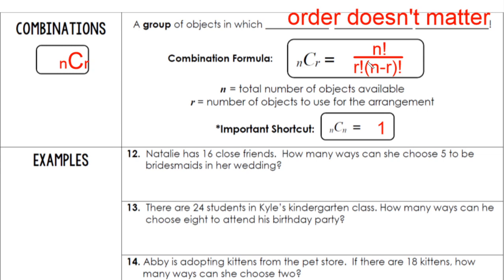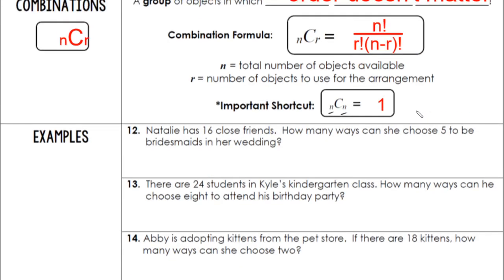The formula is different, right? This is the formula for combinations. And if ever you have nCn, it's not n factorial, it's just 1. So here's the formula. Probably write that down.